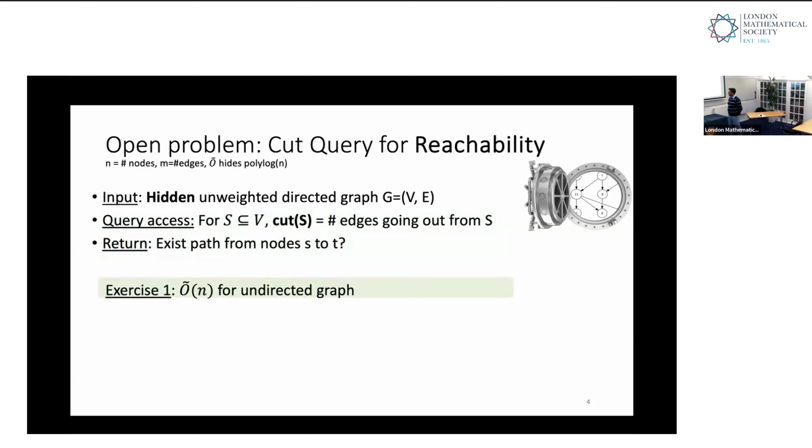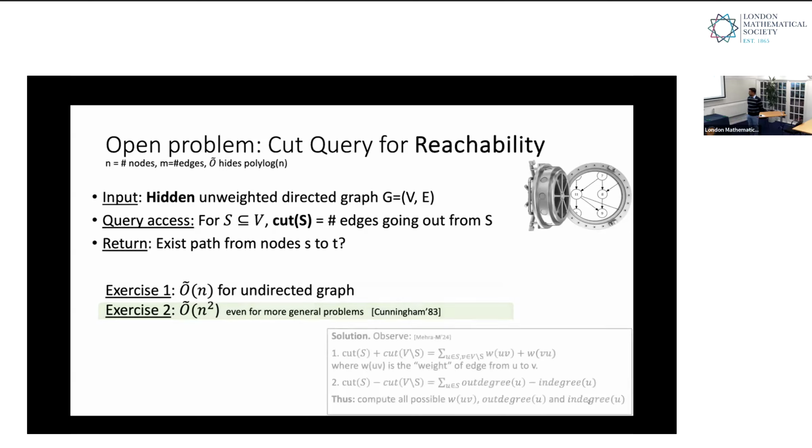In an undirected graph, you can do it very quickly. You can just issue Õ(n) cut queries, and you will get it. Essentially, you do some sort of BFS. For directed graphs, where reachability is more important, you can do it in O(n squared). And the O(n squared) bound is not just for reachability. It's for a bunch of other problems.